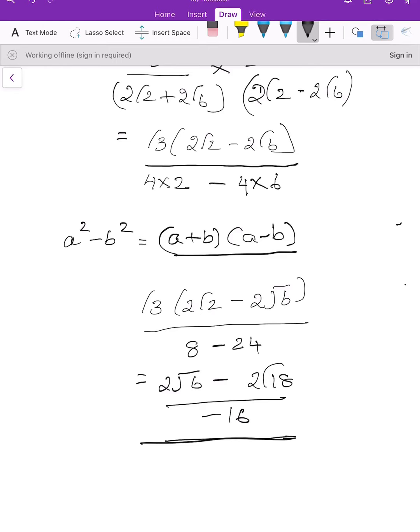I can stop before conjugating. Better we will conjugate when we get a root number in the denominator. That's it.